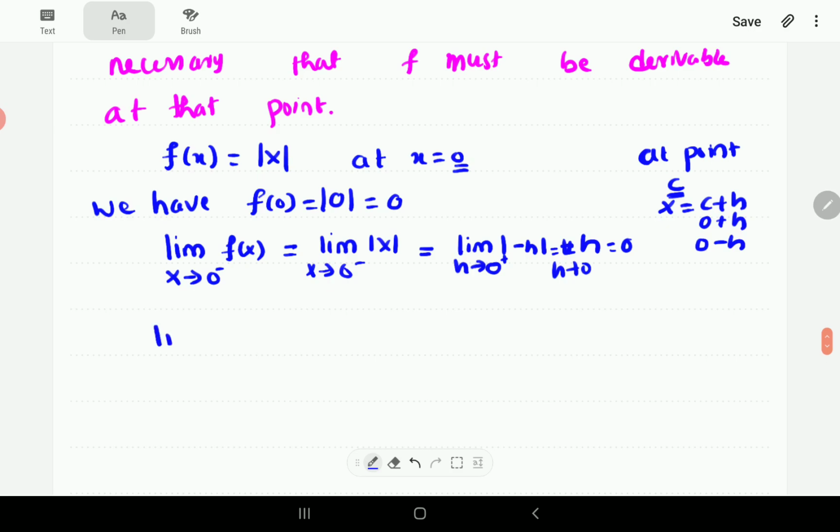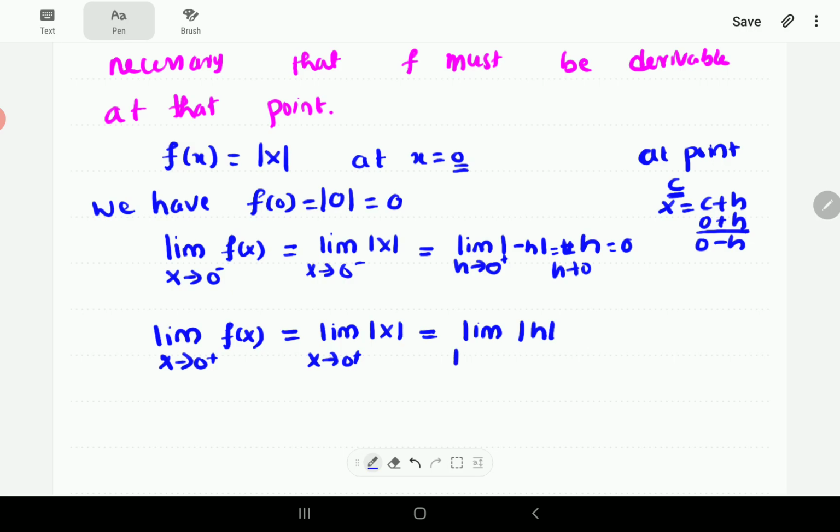Similarly, let me take the right hand limit. The limit of f of x as x tends to 0 plus will be the limit of modulus of x, because this is our function, as x tends to 0 plus. Since our point is x equal to 0, in place of c I have 0, so for the right hand limit I should change x to 0 plus h. 0 plus h is nothing but h, as h tends to 0 plus. As h tends to 0, this will be 0.